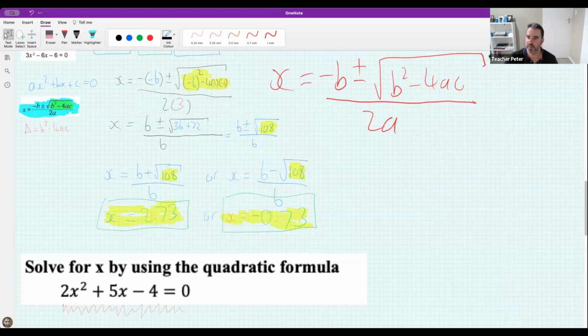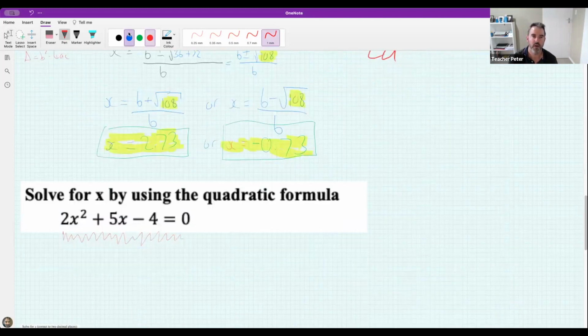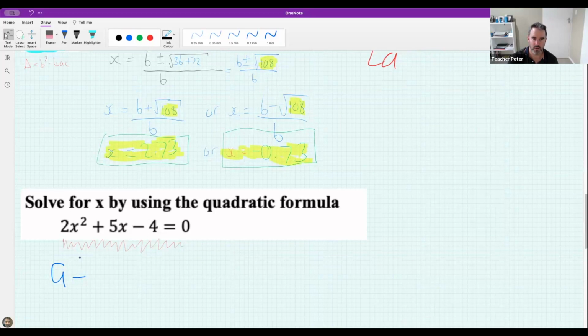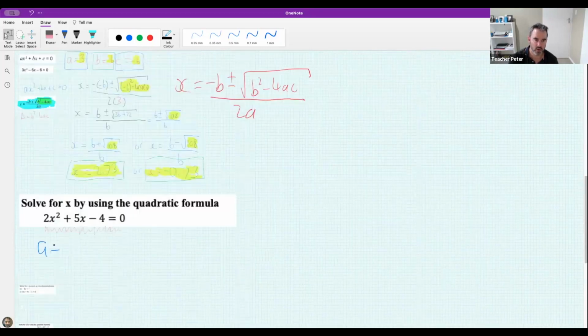Okay, question. Siamtanda, what is your question? So, sir, basically from the standard form, ax squared plus bx plus c is equal to 0, can't we use it to calculate and find the quadratic formula?